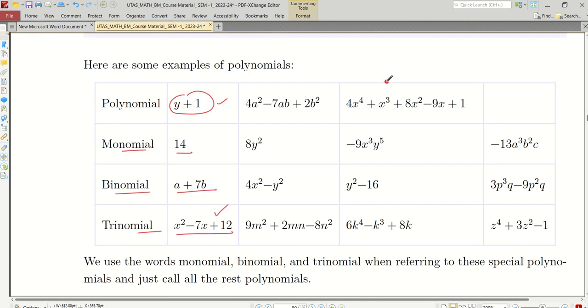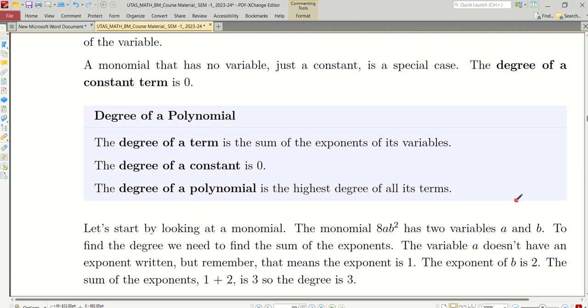If you see here in this question, what is the degree here? 4. What is the degree here? 3. What is the degree here? 2. What is the degree here? 1. What is the degree here? 0. So which one is the big number? Big number is 4. So the degree of this polynomial is 4. So this is how we calculate the degree.